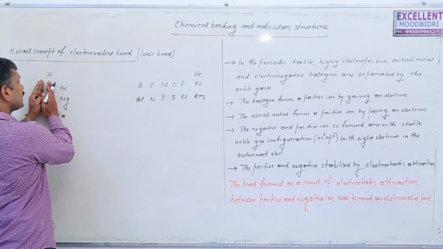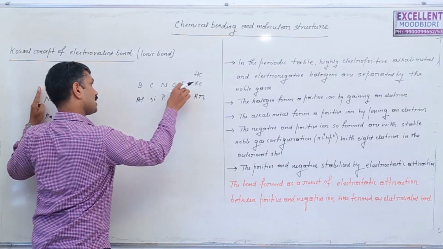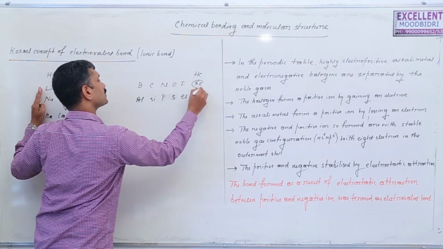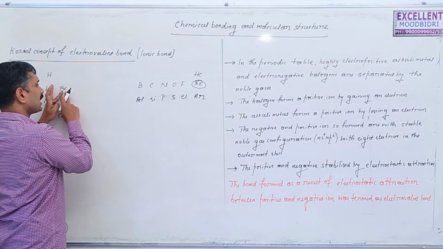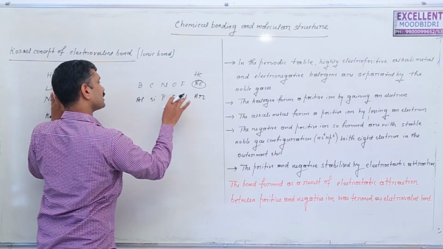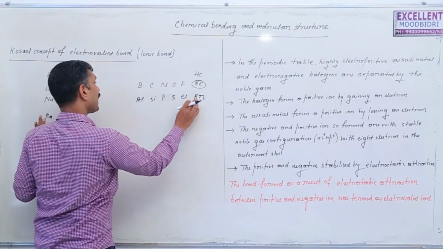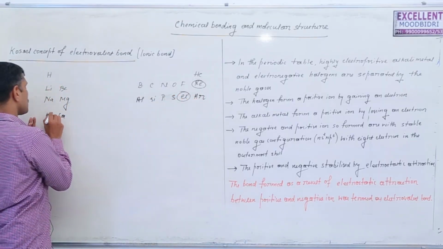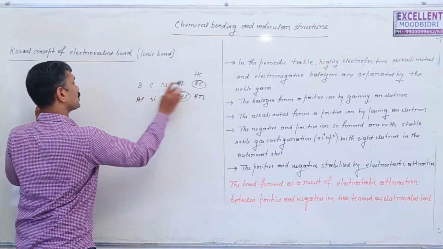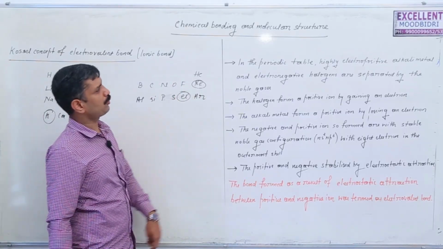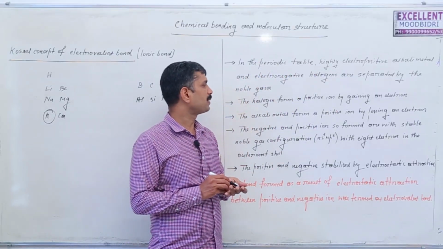Here the alkali metals and halogens are separated by the noble gases. Neon separates the alkali metals lithium and beryllium from the halogens, and sodium and chlorine are separated by neon. Argon separates chlorine and potassium. Potassium and chlorine are separated by argon, and neon separates sodium and chlorine. So this is the first postulate: in the periodic table, highly electropositive alkali metals and highly electronegative elements are separated by the noble gases.